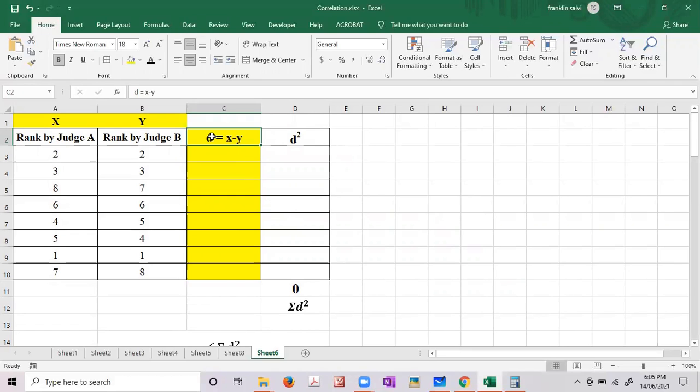So you have to take column X. From column X, that is 2, minus column Y, which is 2. Again, column X is 3 minus 3. Then we have column X as 8 minus column Y, which is 7. You have to repeat this for all the rows. So you take column X and deduct column Y.